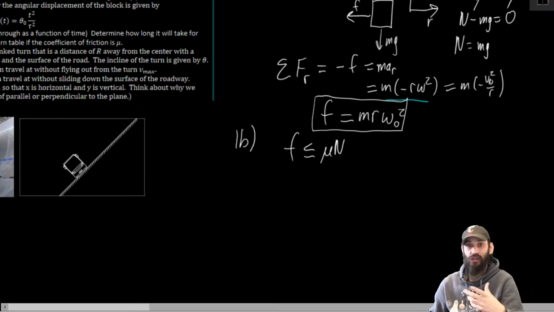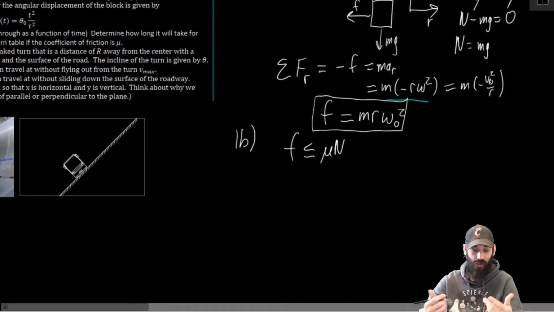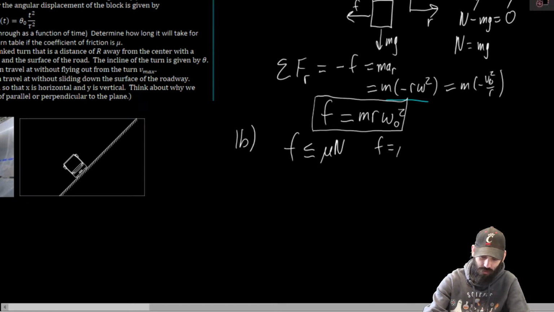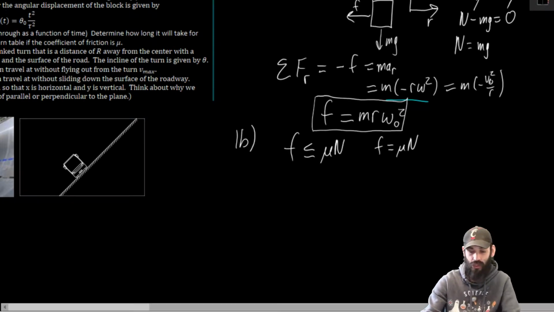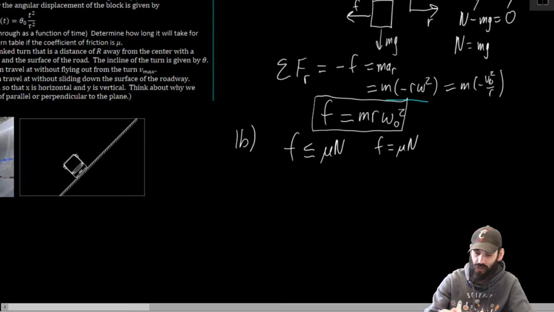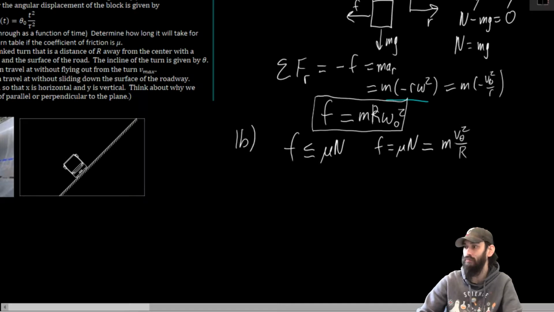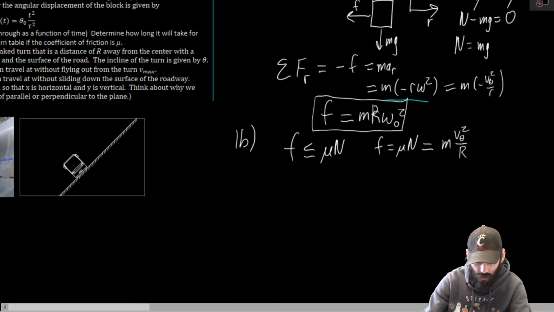But at the maximum, it's going to take the largest value that it possibly can, which means that F is going to be equal to mu times n. And so we can take the previous equation that we have, slightly modified for our tangential velocity, and say that this is going to be equal to m v theta squared over R, okay? And really this is a capital R because that was the radius that I gave you. So we have our capital R here.